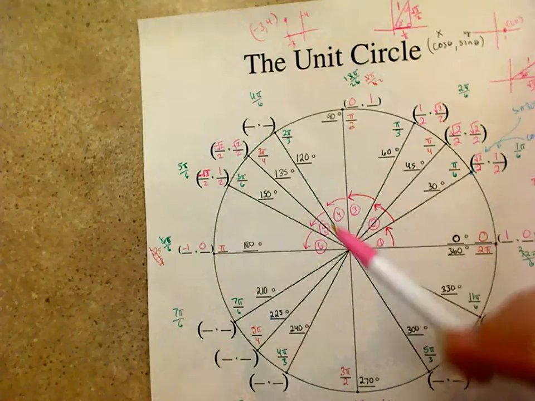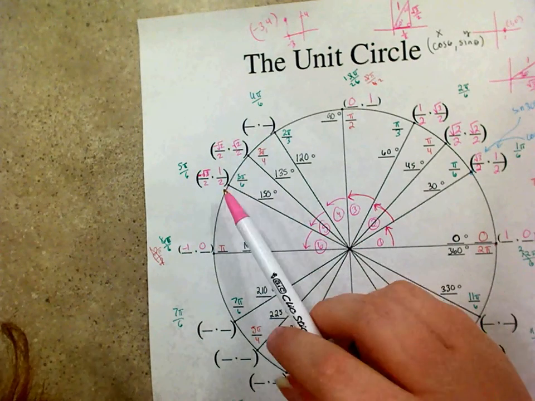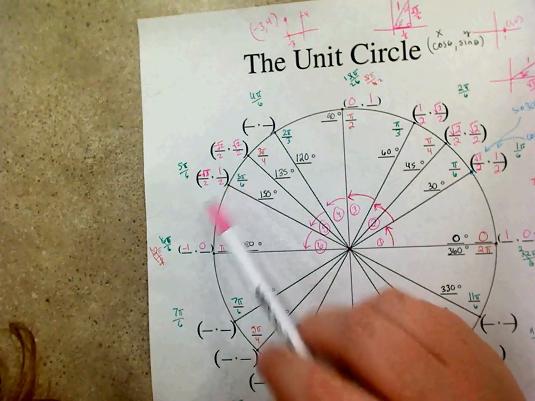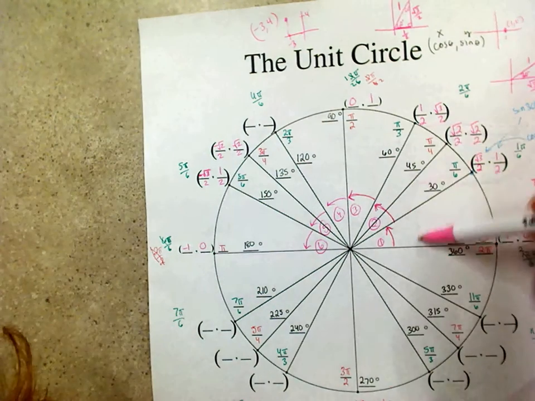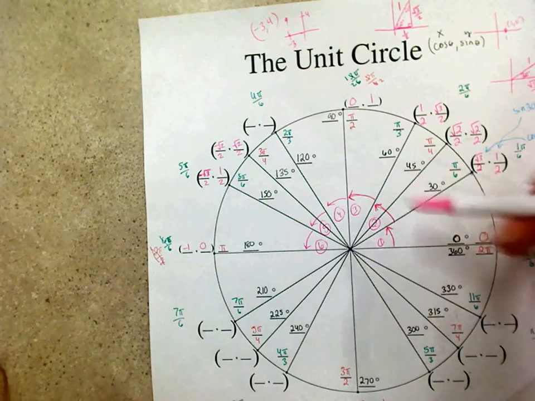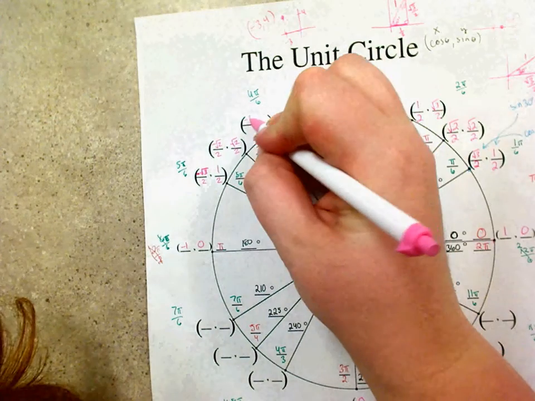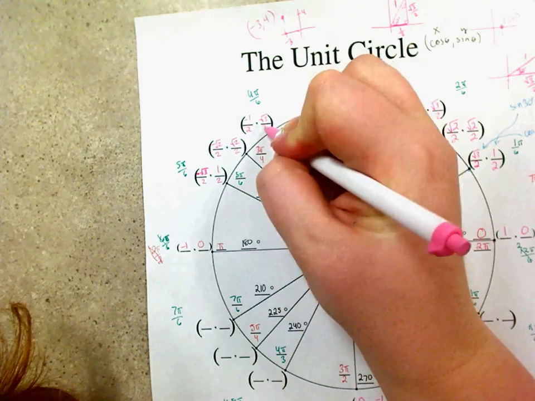What I have to know, sorry, my light just turned off, is that the only difference is that the x's are negative. Okay? So this triangle right here and this triangle right here are the same, only the x value is negative. So negative 1/2 and the positive square root of 3 over 2.